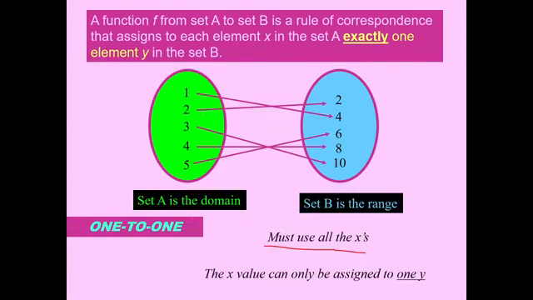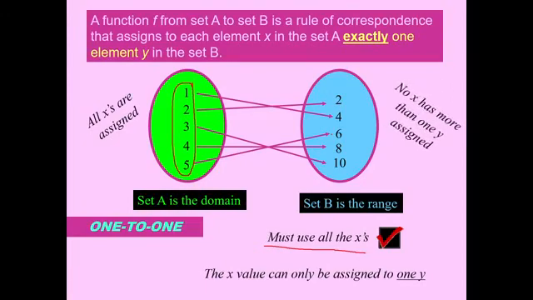Now let's examine if this is a function or not a function. All x's are assigned. Yes, look at this. All the x's, they have assigned values in the range. Check. Second condition. Do we have the value of x can only be assigned to one y? 1 is assigned to one y, 4 only. 2 assigned to 2 only. 3 assigned to 10 only. 4 assigned to only one y. 5 assigned to only one y. So therefore, no x has more than one y assigned.